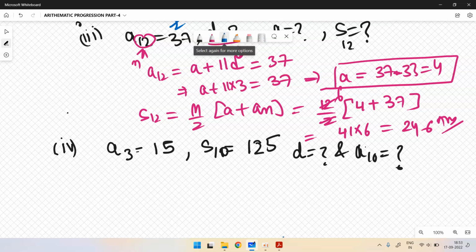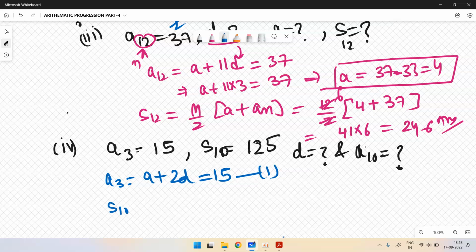How will you find it? Simple. What is a3? a3 is nothing but a plus n minus 1 d, this is a plus 2d, given to be 15. This is the first equation. What is S10? S10 is n by 2 times 2a plus n minus 1 d. The value of n is given here to be 10, I'm directly writing this as 10 by 2 into 2a plus 9 into d.